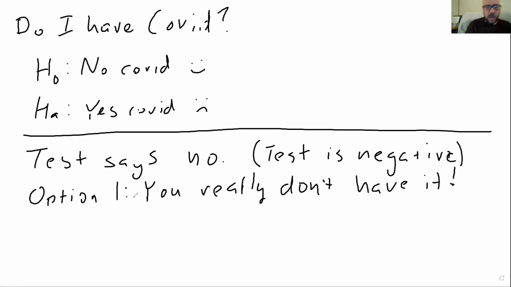Good job. Option 2, unfortunately, is that you might actually have it. Sometimes those tests aren't correct, and the rates are probably higher than you think, actually. So the test says no, you don't have it, but you actually do.